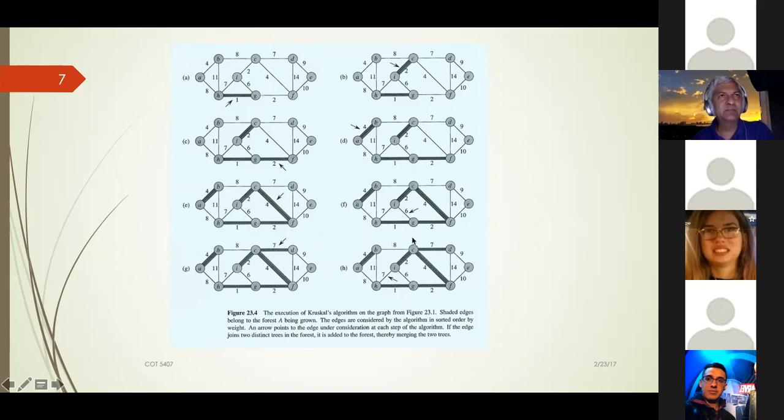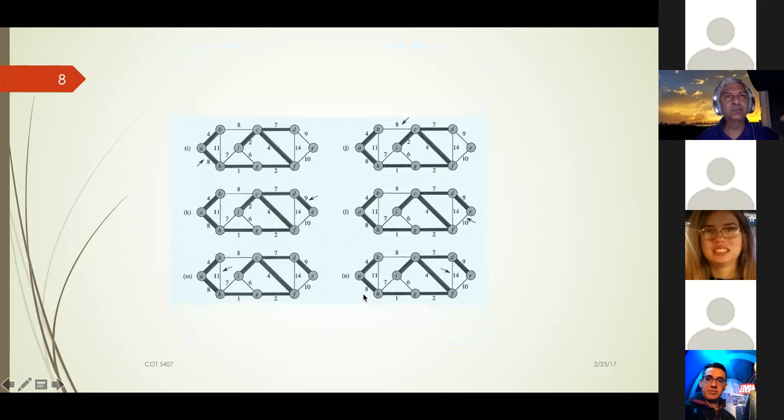Then comes this 6. If you were to add this edge, it would form a cycle with all these big fat edges, and therefore you discard it and throw it away. The following one you'll add is a 7. The next 7 you would consider would get deleted because it would form a cycle over here. And then the next one you would consider would be 8, which gets added. Then you consider this 8, and it turns out it forms a cycle over here, and so it gets discarded. Then you add this 9.